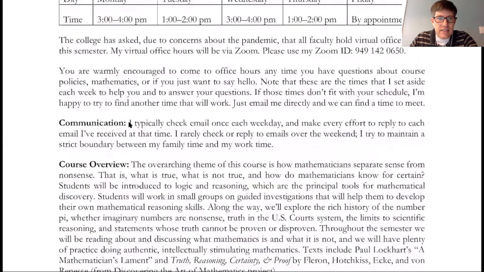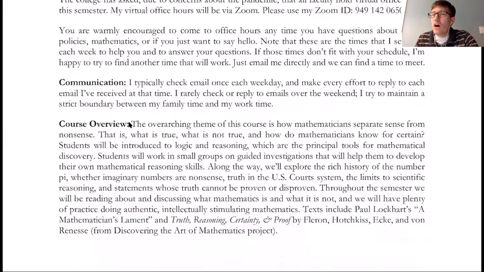So let's see. I do also want to tell you about my email policy. I typically check email once each weekday. If I check it more often than that, then I get overwhelmed. And so I try really hard to reply to each email I've received at that time. So it is my hope that I can respond to your emails the next day or maybe the day after, depending upon when you sent them.